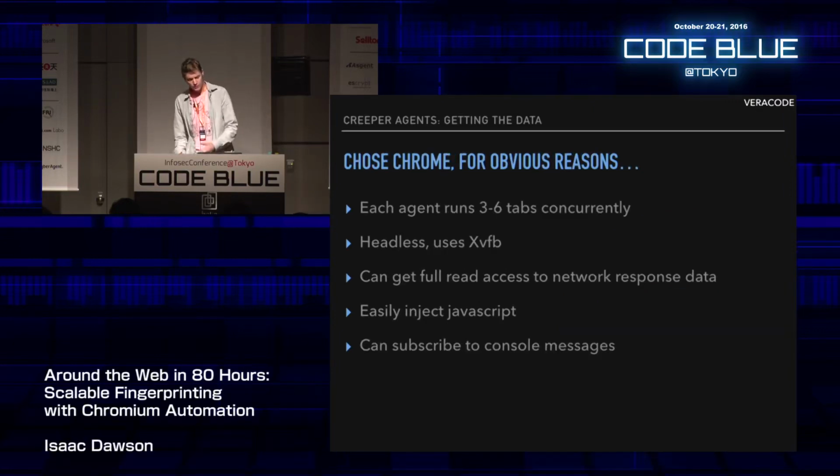So I chose Chrome. Each of my agents runs between 3 and 6 tabs. Again, this all depends on network conditions. As some sites are timing out, I'll dynamically start a new one so I can do additional work. It's running in headless mode, which means that I take the browser, and since I don't have a display, I need to actually render it somewhere. So I use X virtual frame buffer to do its rendering. I can also get full read access to the network response data, which again is very important. I can easily inject JavaScript and subscribe to console messages.